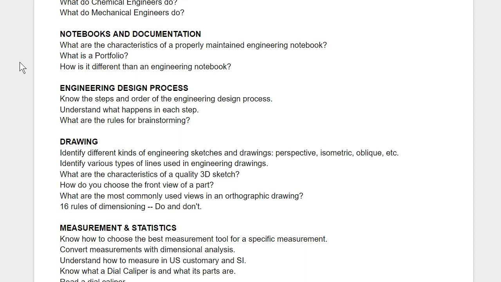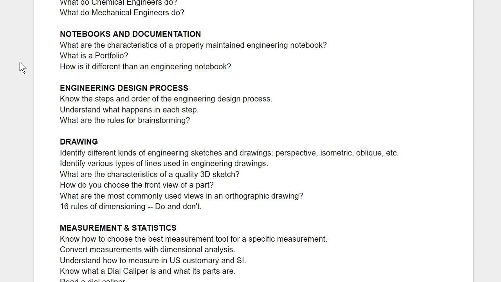There's no bad ideas during brainstorming. So if someone says something crazy, you just leave it out there, and sometimes those crazy ideas turn into really good solutions. For the drawing, you need to be able to recognize and identify the different kinds of drawings, like sketches and perspective sketches, isometric and obliques, that sort of thing. You should be able to distinguish between those.